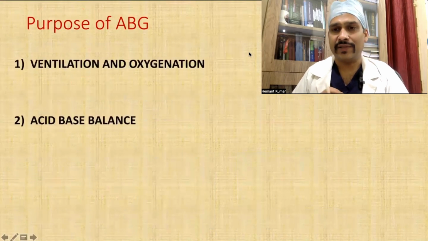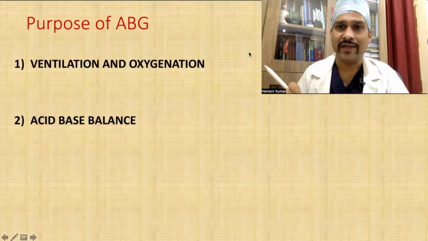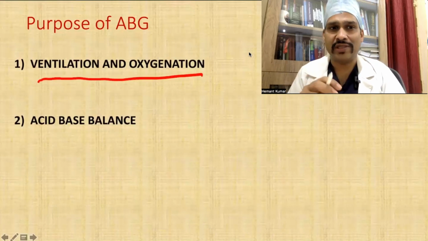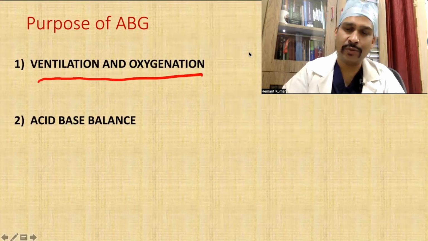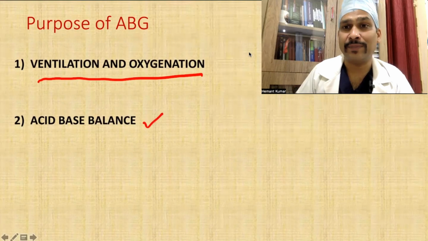Purpose of ABG. There are two main purposes, especially in ICU and emergency. First is we have to check the cause of low oxygenation, a ventilation or oxygen problem. Second thing is acid-base balance, mainly in ICU.